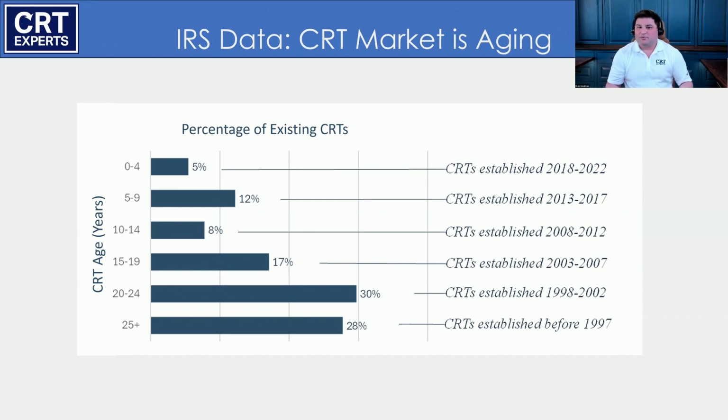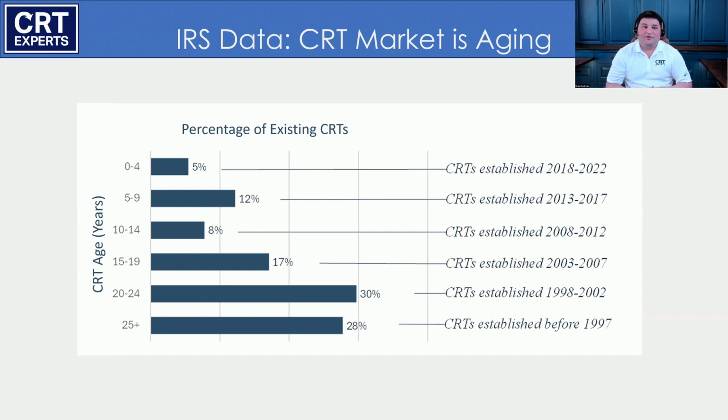And one of the things that we can determine or measure from that data is the age of the marketplace. We can look at how old the CRTs are that are out there. There's about 90,000 split interest trusts in the country. And so we can look at what percent of those are lead trusts, what percent of those are remainder trusts, and then we can look at the age of the trust.